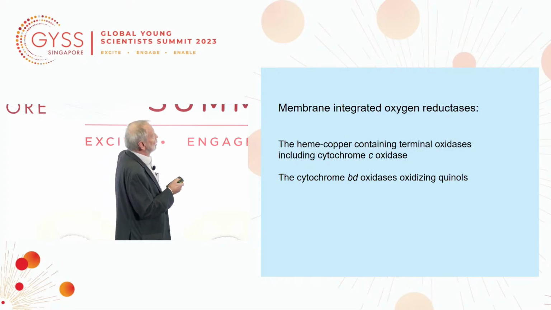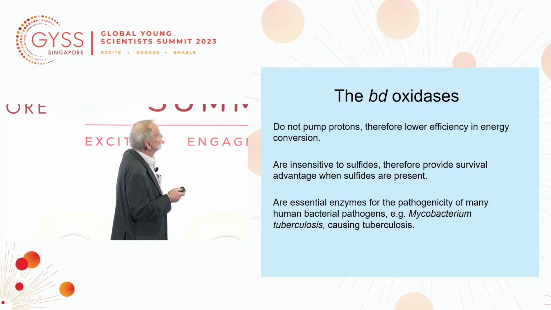One is the heme-copper containing terminal oxidases, which includes the cytochrome c oxidases of your own body. And we have the cytochrome bd oxidases, which oxidize quinols. The bd oxidases don't pump protons. They are insensitive to sulfides, and they provide a survival advantage, for instance, in your gut when sulfides are present.